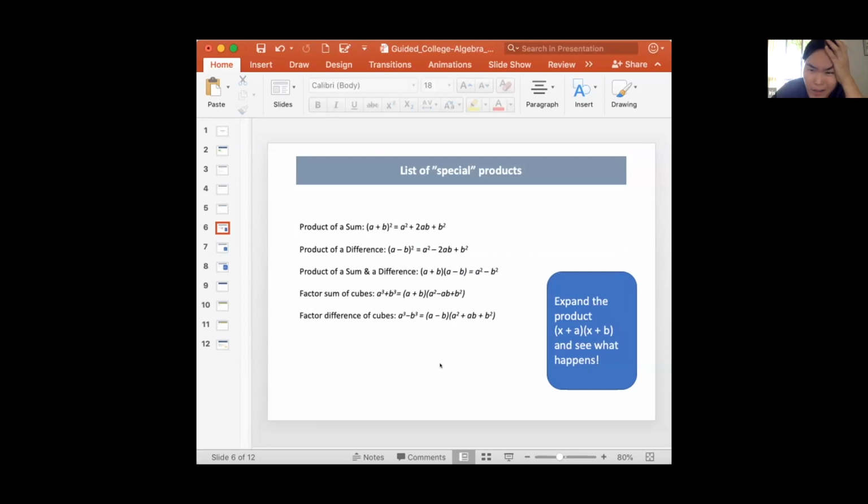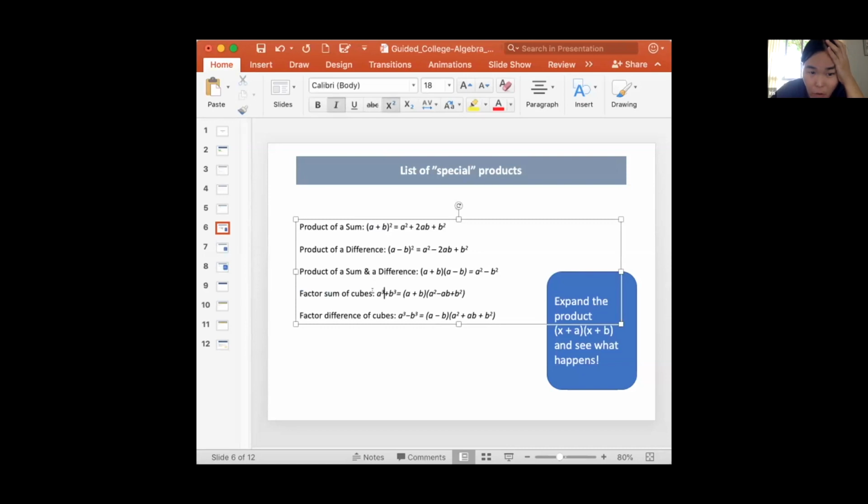So where are these a and b's coming from if we're using x and y's, right? It doesn't matter, this is just a representation. So if you have x squared minus y squared, you know that it can be factored into x plus y times x minus y, right? You have to be able to adapt and change the values for a and b.